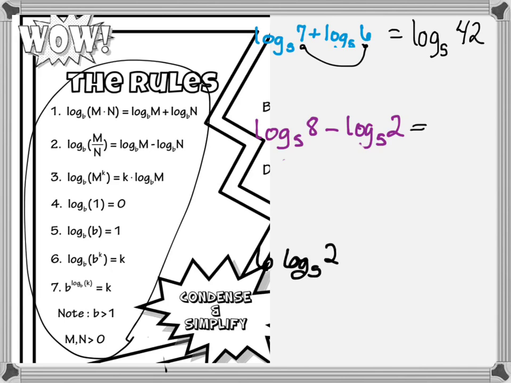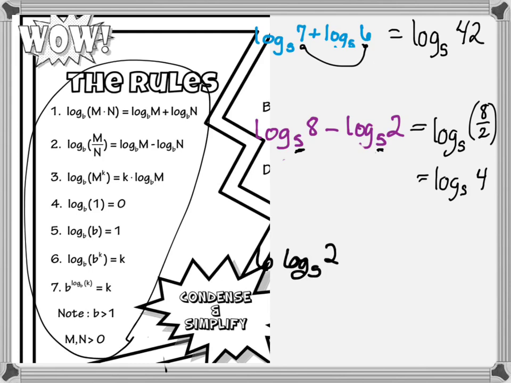If I have two logarithms being subtracted, again, the bases need to be matching, but log base 5 of 8 minus log base 5 of 2 is going to combine by being the division. 8 divided by 2 is 4, so log base 5 of 4.